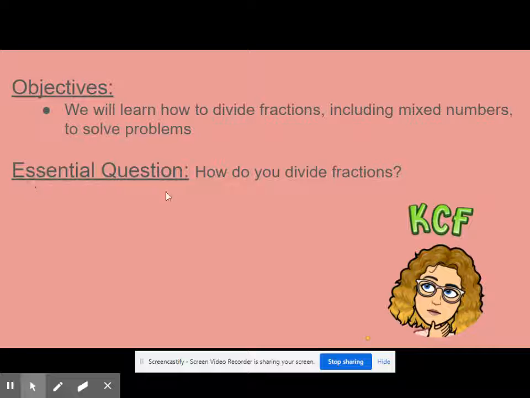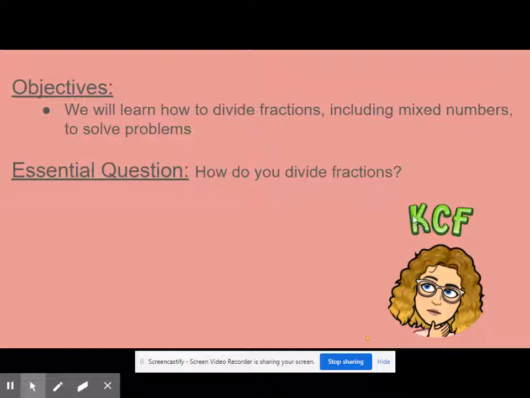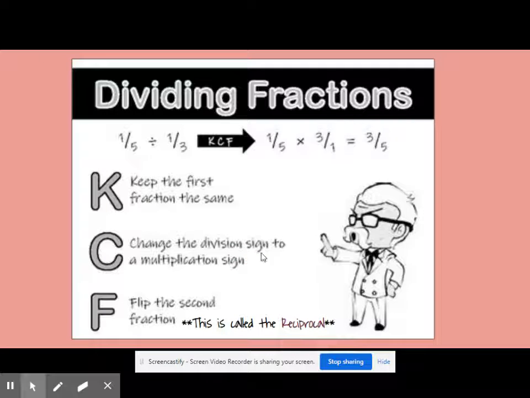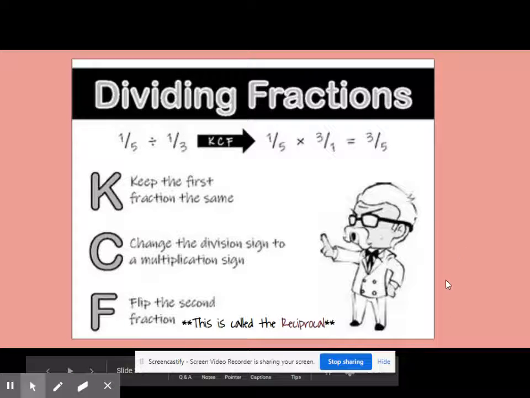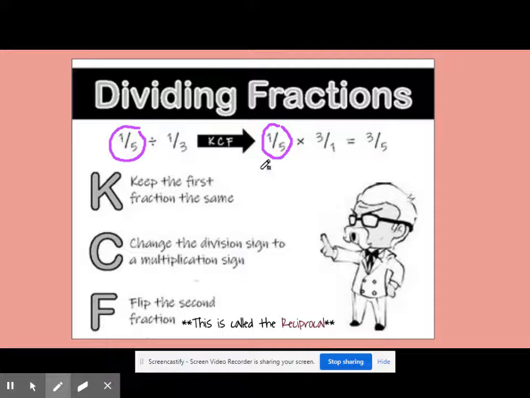And our essential question stays the same. It's the how. How do you divide fractions? And you can see Miss Pitcock thinking, I think you do KCF. Keep, change, flip. So this is the rule. When you see keep, change, flip, or KCF, not KFC, what you do is you keep the first fraction the same. So if you notice, my problem started with 1/5, so I kept 1/5. So that's keep. I'll put a K.